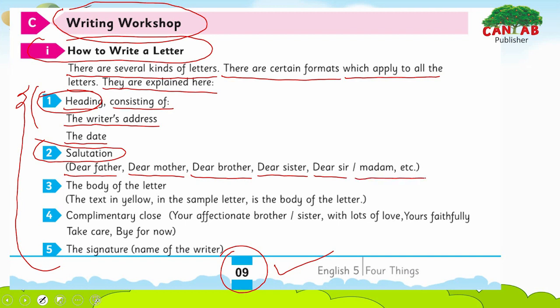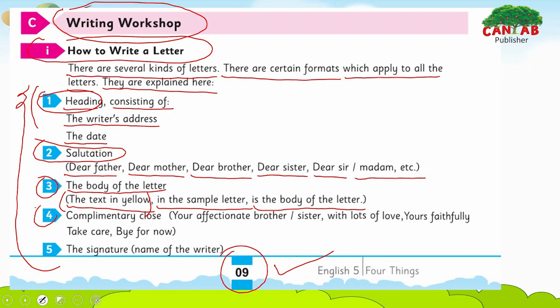respectively. The third portion of the letter is called the body of the letter. It is the portion where you express your writing, what is going to be addressed in this letter. So the text in yellow in the sample letter is the body of the letter. On the next page, you will see the text in yellow, which is termed the body of the letter.